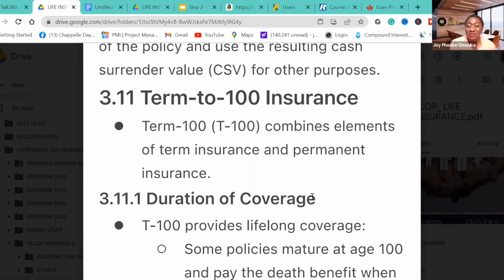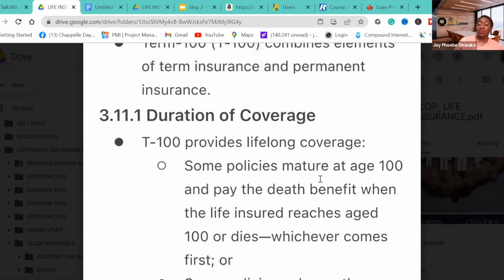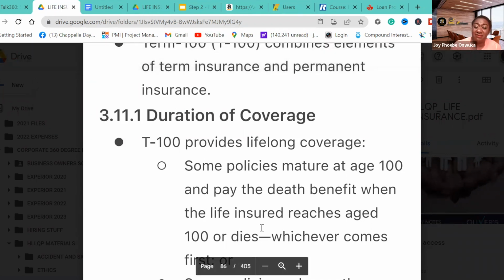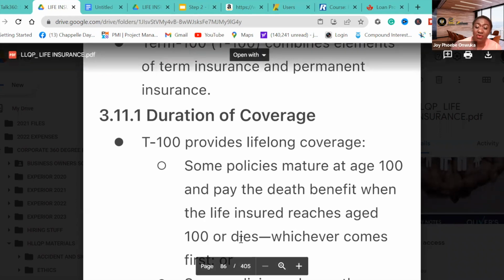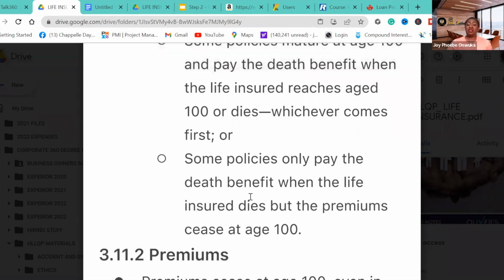Now, this combines elements of term insurance and permanent insurance. Now, duration of coverage: 10 to 100 provides lifelong coverage. Some policies mature at age 100 and pay the death benefit when the life insured reaches age 100 or dies, whichever comes first. Some policies only pay the death benefit when the life insured dies, but the premium ceases at age 100. Okay, that's what I just explained.